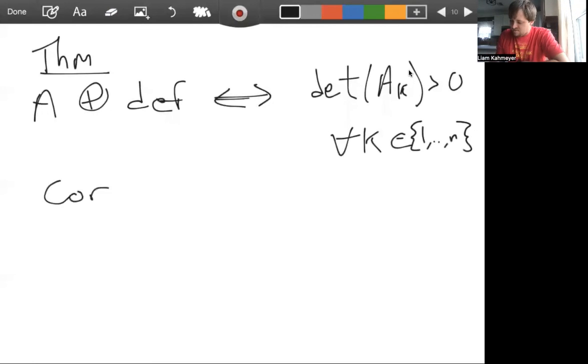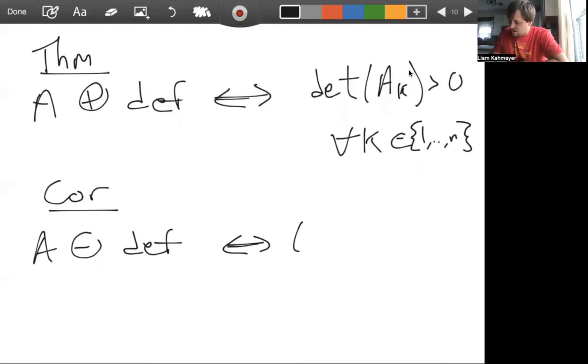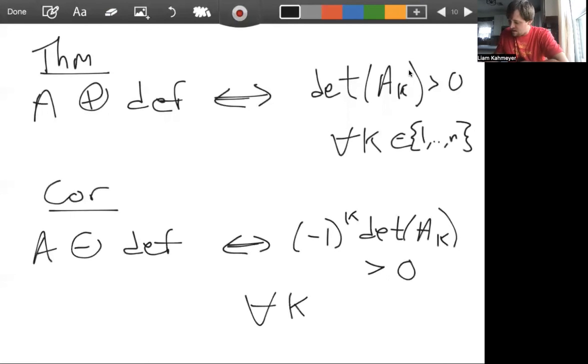Because of this theorem, we can state the following corollary. We have that A is negative definite if and only if -1 to the K times the determinant of AK is positive for all K from 1 to n. So this gives us a nice classification of positive and negative definite matrices in terms of the determinant. And since the determinant is one of the easier things to not only understand, but to also compute, it's very nice to relate more complicated notions to notions that we understand much more intuitively.